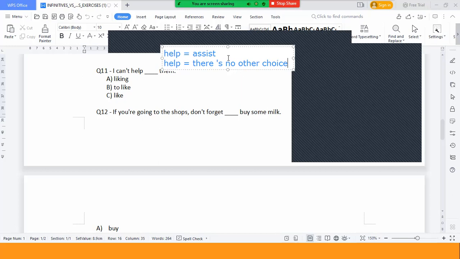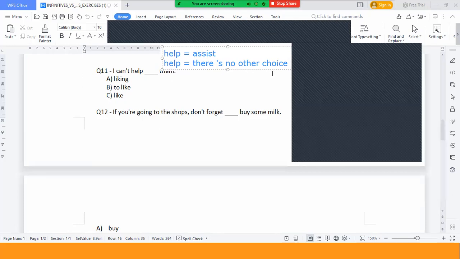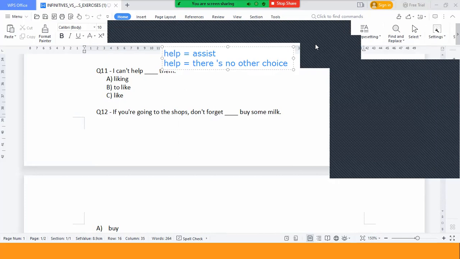So when you use the verb to help with the meaning of assist, can you help me to do this homework, for example? Can you help me to do? Or can you help me do? Those are the two possibilities, okay? When the meaning is assist. But when the meaning is there is no other choice, it must be followed by ing. I don't know if you get it. Do you understand it?